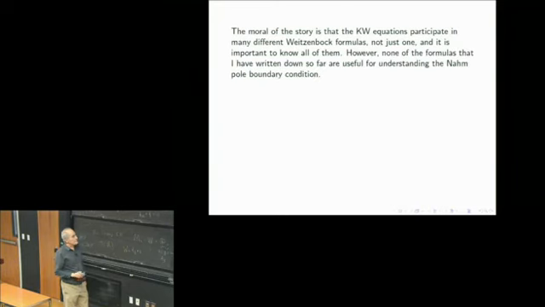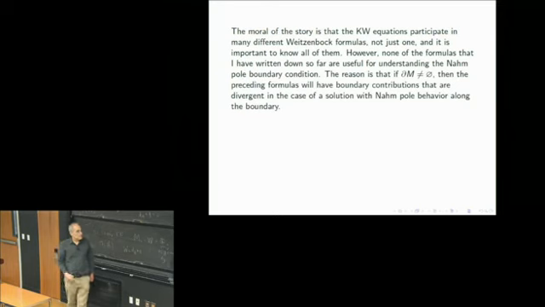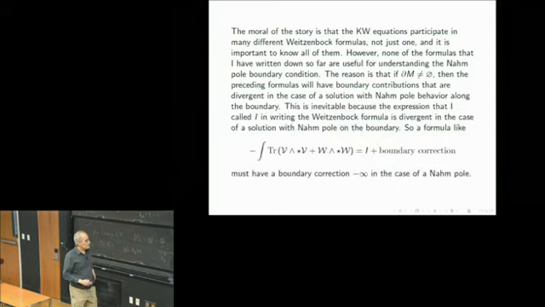However, none of the formulas I've written down so far are useful for understanding the non-pole boundary condition. The reason is that if the boundary is non-zero, then the preceding formulas will have boundary contributions because we had to integrate by parts to prove those formulas. And those boundary contributions are divergent in the case of a solution with non-pole behavior along the boundary. Even without calculating, that's obvious, because the expression I called I in writing the Weitzenbock formula is divergent in the case of a solution with non-pole on the boundary.